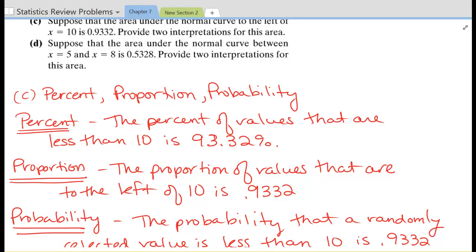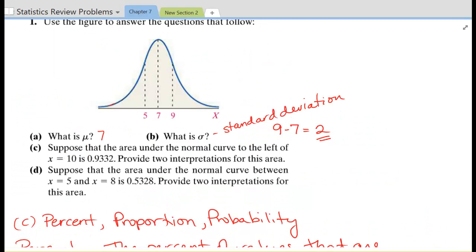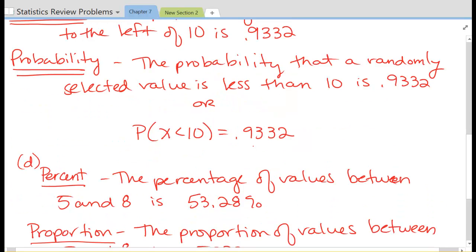Now for part D, suppose that the area under the normal curve between 5 and 8 is 0.5328. Provide 2 interpretations for this area. So again, we can shade that area. We want the area between 5 and 8. So that's going to be this area right in here. 2 interpretations of that area. I'm going to give you 3.